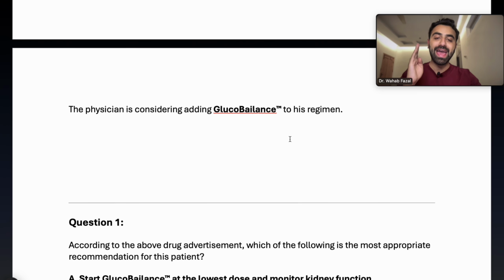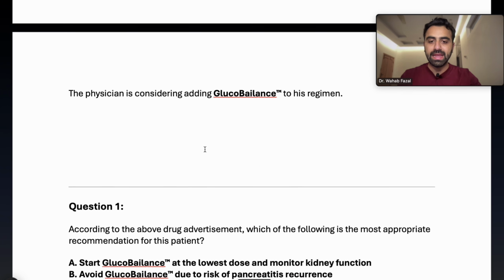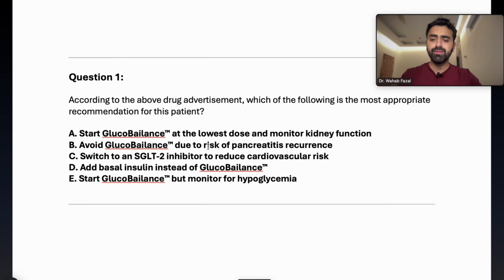So let's go and read the options now. And I just want to check if they had DKA or not. So we don't have anything like DKA in the history. Right. So let's read the options. Start glucobalance but monitor for hypoglycemia. Well, we know that we saw hypoglycemia in the adverse effects, but we can't start glucobalance. I don't think we can start glucobalance because this patient has had pancreatitis. So not this option.